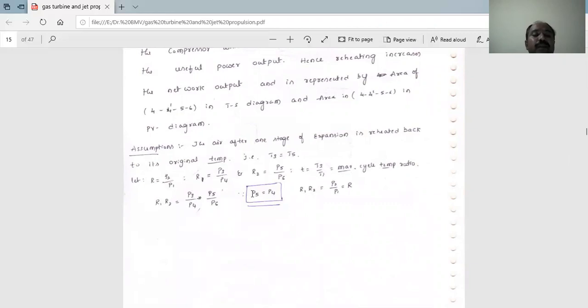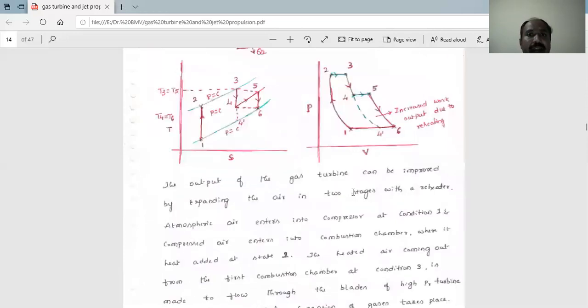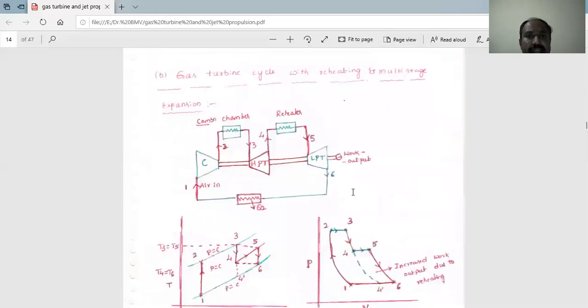Based on the PV diagram, P4 is equal to P5. Then R1 into R2 is also equal to R. It becomes P2 divided by P1. Just what is the value you are getting? P5 is equal to P4, P3 is equal to P2, P6 is equal to P1. That means R1 into R2 is equal to P2 divided by P1, which is also equal to R. That is what you can call the isentropic compression ratio, that is, the adiabatic compression ratio. This is the simple expression behind the reheating gas turbine.